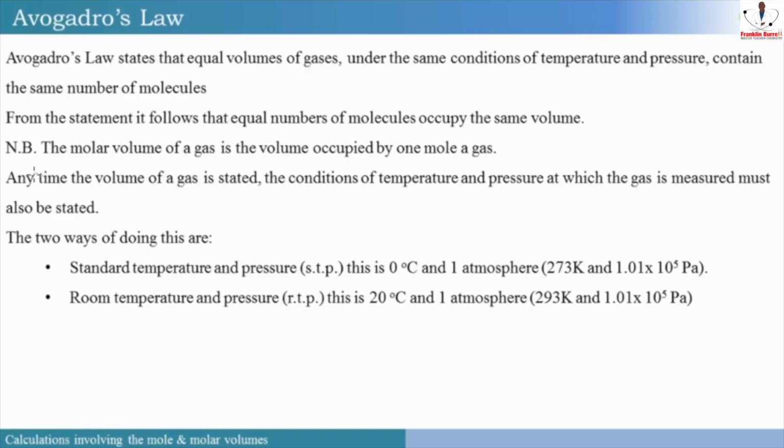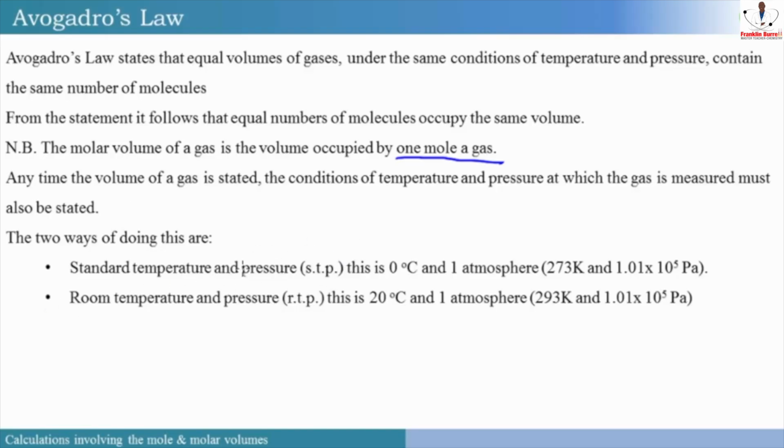Now note that the molar volume of a gas is the volume occupied by 1 mole of a gas, similar to the molar mass, the mass of 1 mole of a substance. In the same way, the molar volume of a gas is the volume occupied by 1 mole of a gas. Anytime the volume of a gas is stated, the conditions of temperature and pressure at which the gas is measured must also be stated. So, look at STP and RTP.